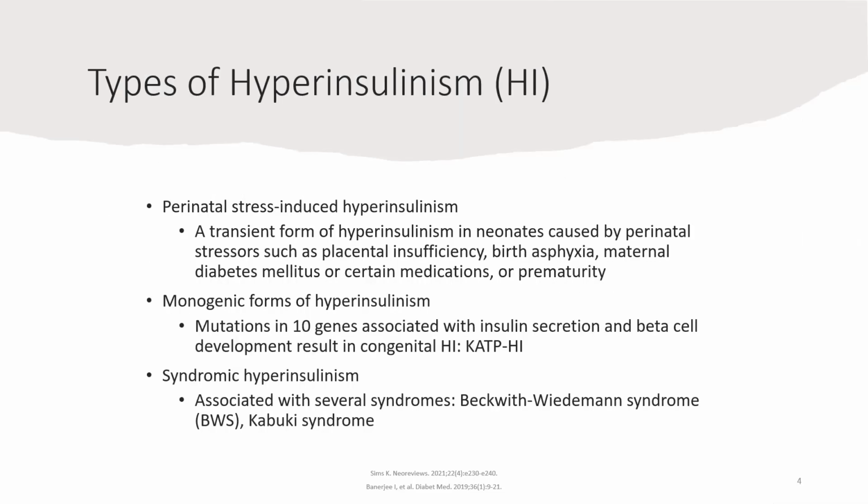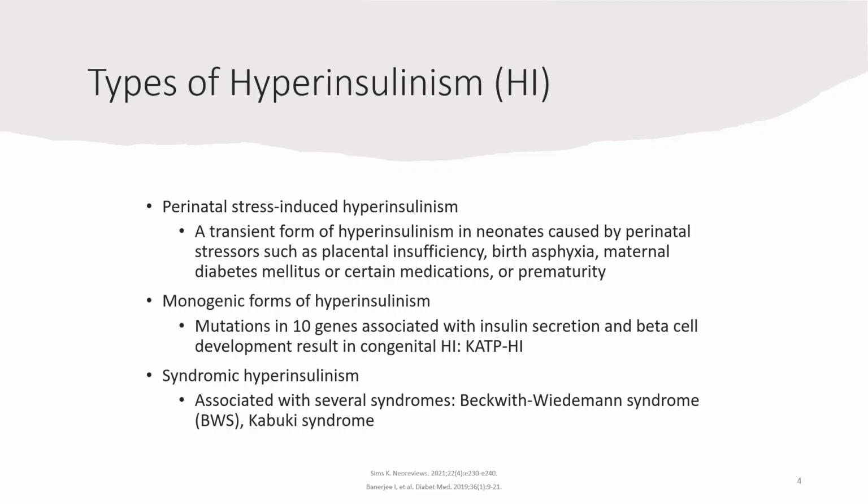There are different types of hyperinsulinism, or HI for short. The first one is perinatal stress-induced HI. It's essentially a transient form of HI that happens in neonates, which is caused by perinatal stressors, and those could be placental insufficiency, birth asphyxia, maternal diabetes, or even certain medications that the mom was on during pregnancy or even prematurity.